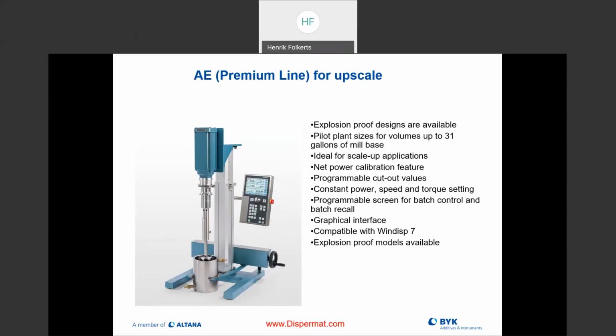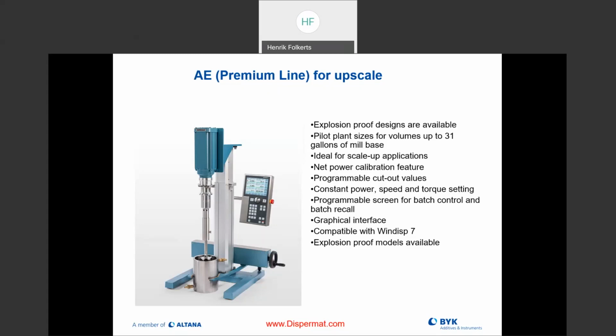It's really important for upscale because I can store all my data. I see my tip speed on the display. I see all the critical dispersion parameters on my display: my temperature, my torque reading, my timer function, and the energy in watts that I'm putting into my mill base. So I can also run this dissolver not only with a certain speed setting, but also with a certain amount of energy.